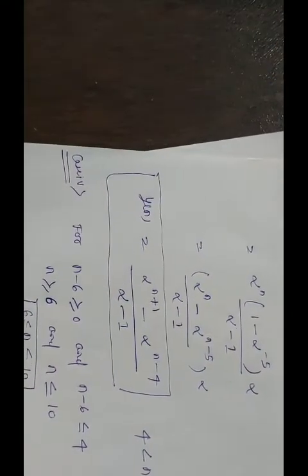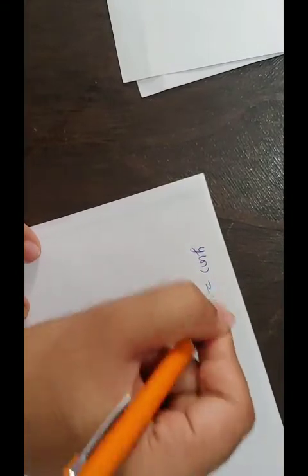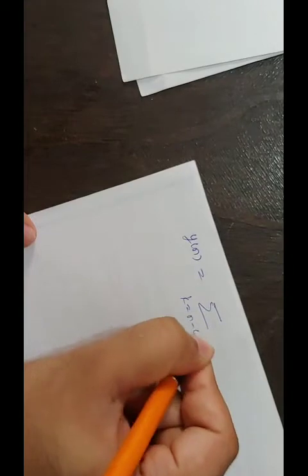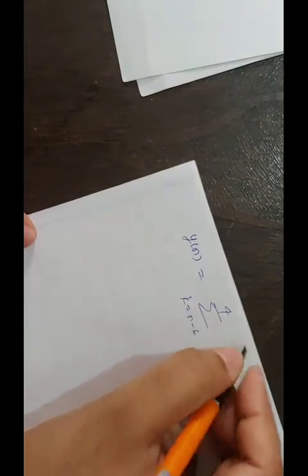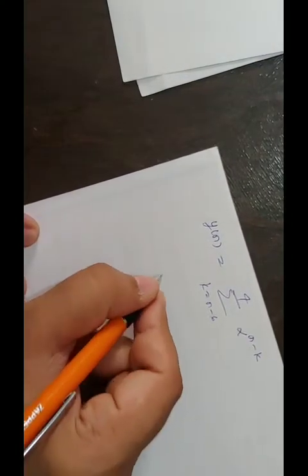I will write once again here this one. Case number 4 we are solving, that is y of n equal to the summation of k equal to n minus 6 to 4 of alpha to the power n minus k.